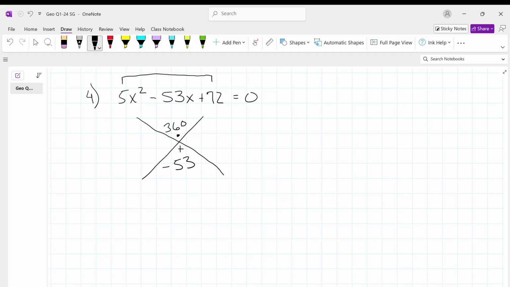So 360 has quite a few factors. 1 and 360, 2 and 180, 3 and 120, 4 and 90, 5 and 72, 6 and 60, 7 doesn't go, and 8 goes 45 times. So unfortunately, we had to get all the way down to here to find a combination that would add to 53. Now, the 53 has to be negative, so both factors need to be negative.